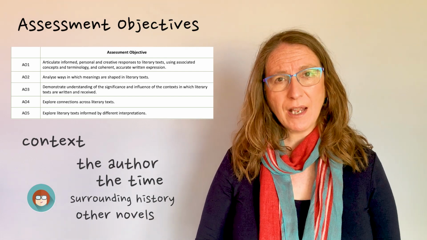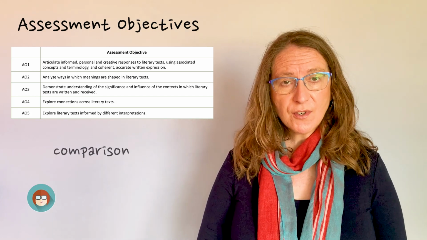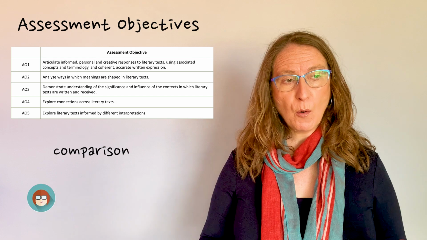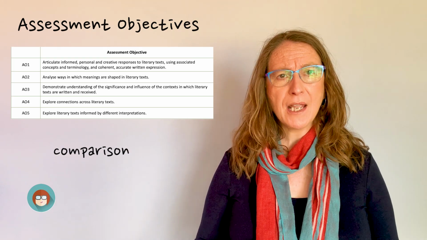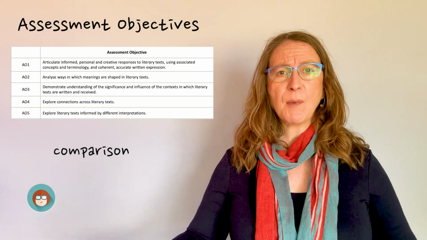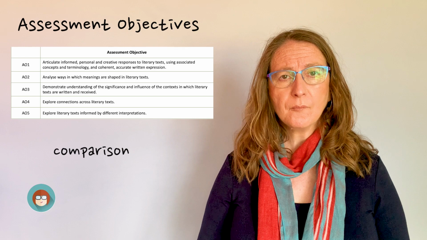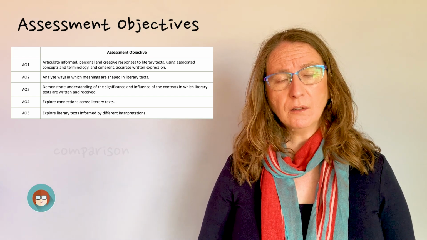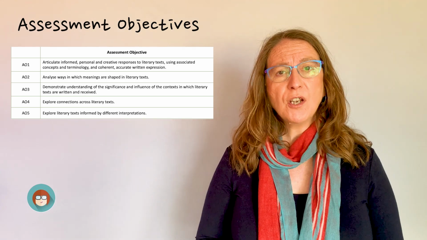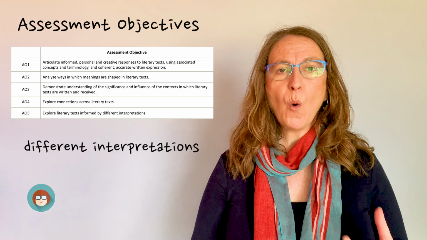Assessment objective number 4 is all about comparisons. So as I said, particularly with the poetry and in coursework, you're often asked to compare, and it's about you being able to identify different aspects of text that you can analyse in a comparative way. Straightforward enough. You've done that at GCSE as well. And then assessment objective 5 is all about different interpretations and different ways of reading text.